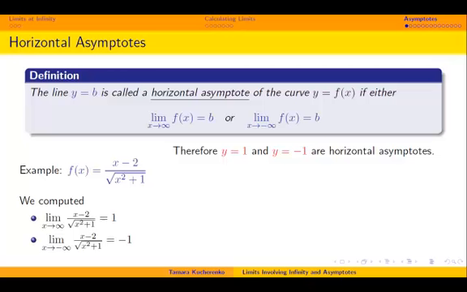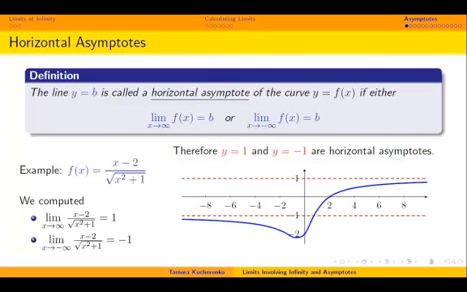Graphically, asymptotes of a function are usually represented by dashed lines. On the graph, you see two dashed horizontal lines, y equals 1 and y equals negative 1. When x grows larger, the graph of the function sort of flattens out and gets closer and closer to the asymptote.